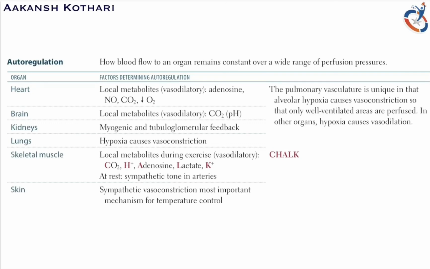Now the pulmonary vasculature is unique, and the alveolar hypoxia causes vasoconstriction so that the well ventilated areas are perfused. In other organs, hypoxia leads to vasodilatation. If there is a hypoxic condition, the lumen of the artery will increase, leading to increase in the blood flow, which will cause decrease in hypoxia. So in other organs, there is vasodilation, but when there is alveolar hypoxia, there is vasoconstriction because only well ventilated areas are perfused. Is it clear?